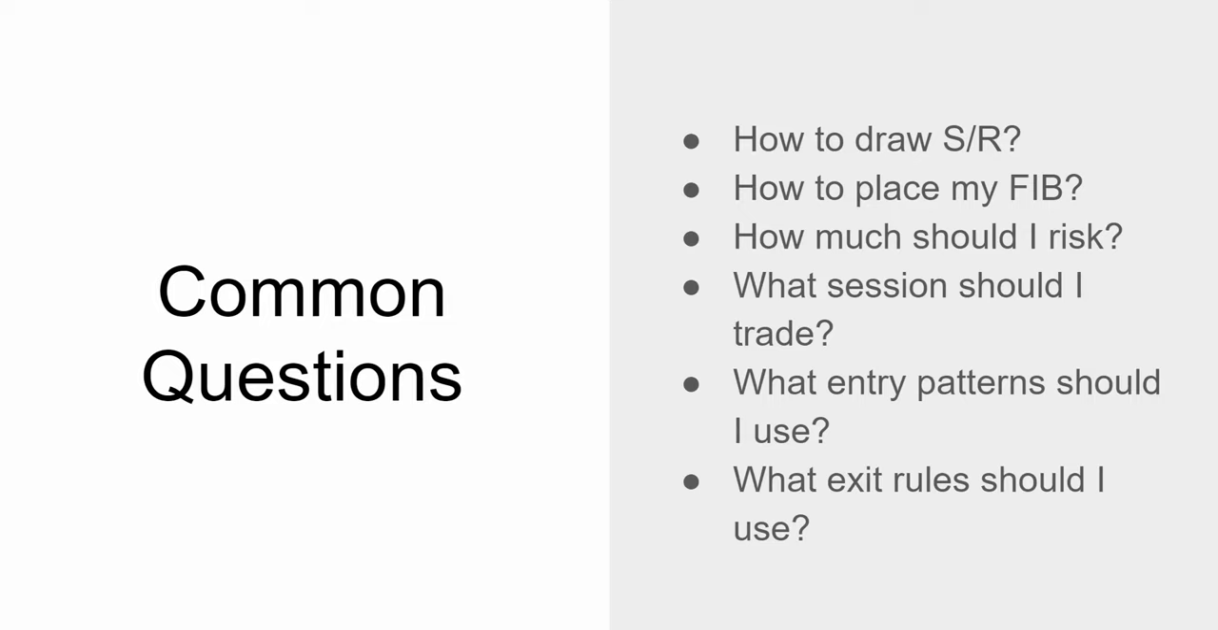So for example, how to draw a support and resistance level? They'll also ask what's the strongest level, how do we determine a strong support level over a weak support level? How to place my Fibonacci, do I place it from wick to wick or close to close? How much should I risk, should I ever fluctuate my risk, when can I increase my risk, decrease my risk, when should I keep the same risk all of the time? What session or time of the day should I trade? Which one is better for me? Which one will give me more profits?